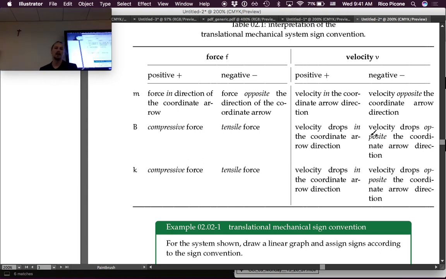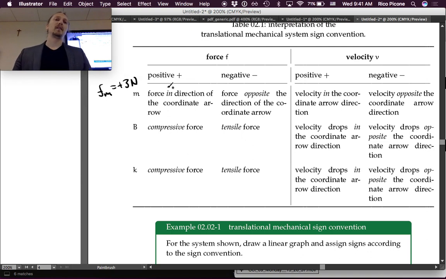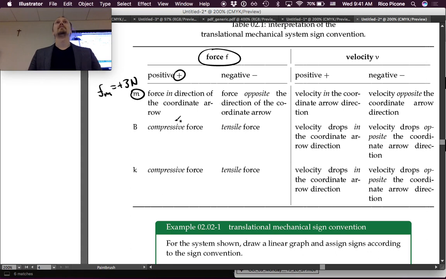So say you ended up with a mass force, so the force on the mass, Fm, came out to be equal to plus 3 newtons. That would put us in, so we're talking about a mass, we're talking about positive, because plus, and it's a force, so that puts us right here in this first cell, which is, the interpretation is, force is in the direction of the coordinate arrow. Sweet. That's nice.